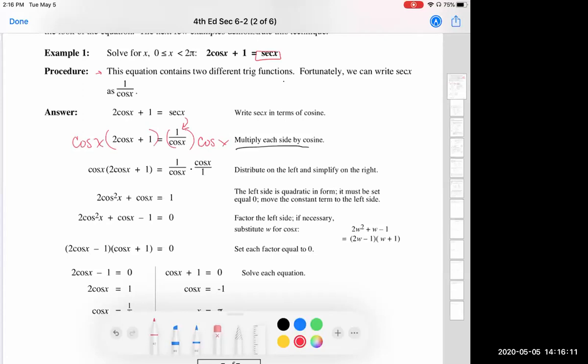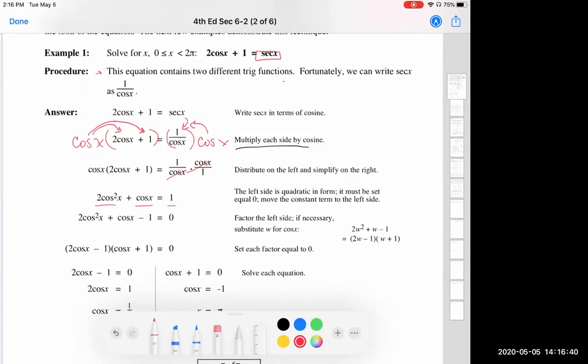If I do, I have to multiply it in, and here I have to distribute it to each term. So that I have cosine times 2 cosine of x gives us 2 cosine squared x. Cosine times 1 gives me cosine. And 1 over cosine times cosine, they cancel, we're left with just 1.